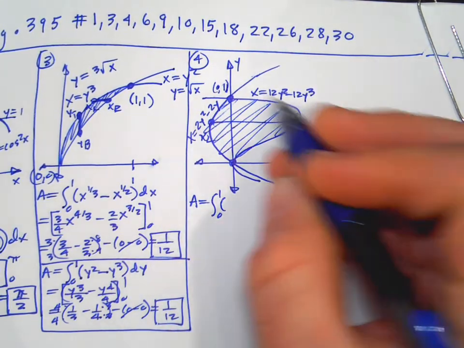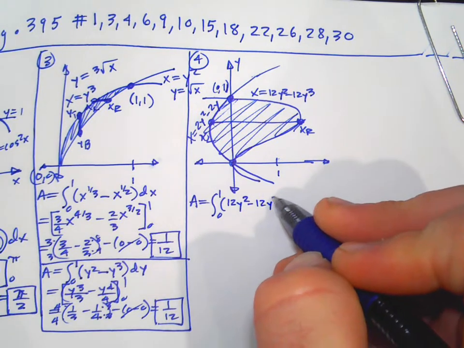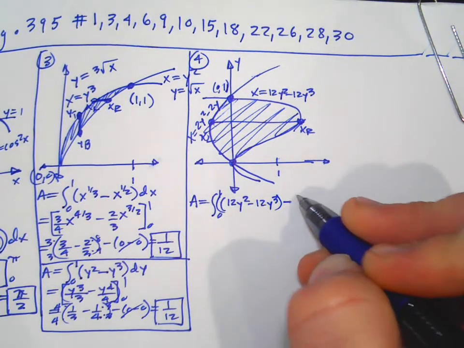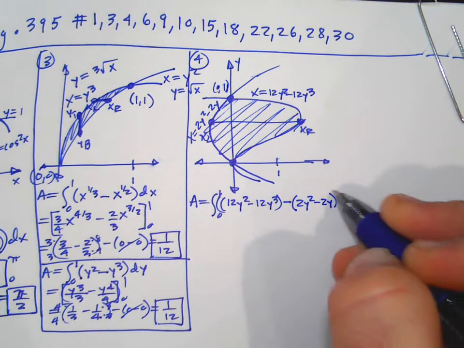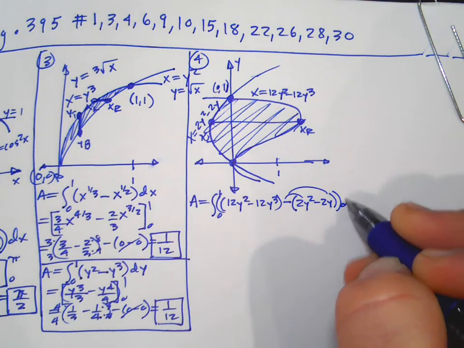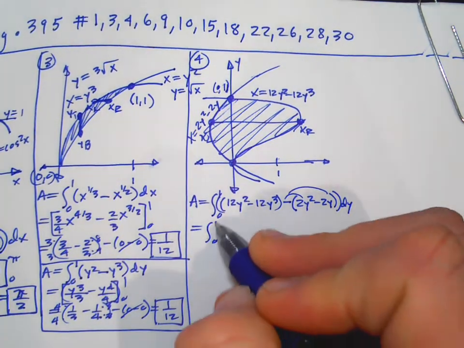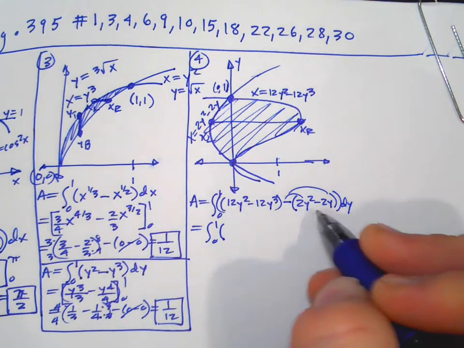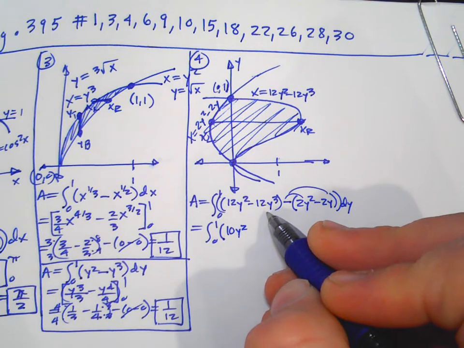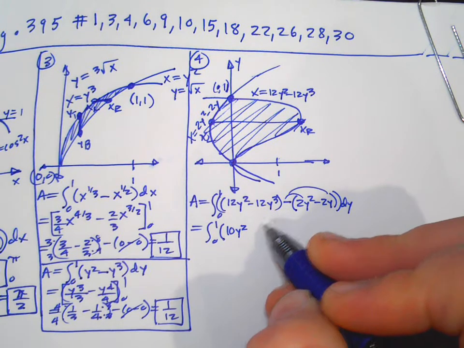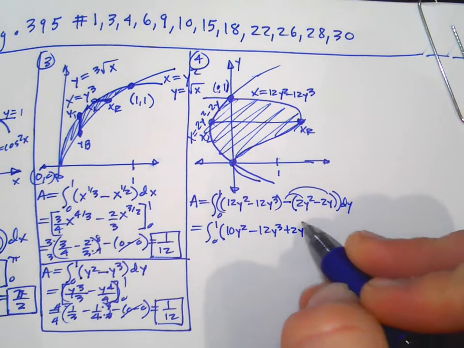X right in terms of y is 12y squared minus 12y cubed minus x left. And you've got to be careful here. You've got to subtract the whole function. So I'd put parentheses around it just to be extra careful, and then you could distribute. We could simplify this, combine like terms. 12y squared minus 2y squared is 10y squared minus 12y cubed and plus 2y. So it's a little nicer.